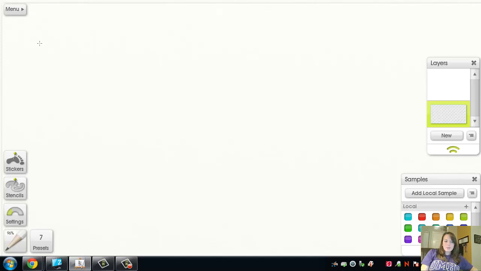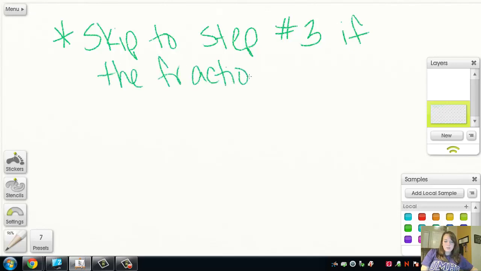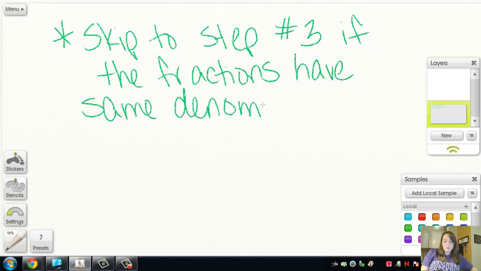Alright, these are your practice problems. Something to add. You can skip to step, what is it, 3, if the fractions have the same denominator. Write this somewhere in your notes. This is important. Seriously. It's going to save you time and confusion, probably.